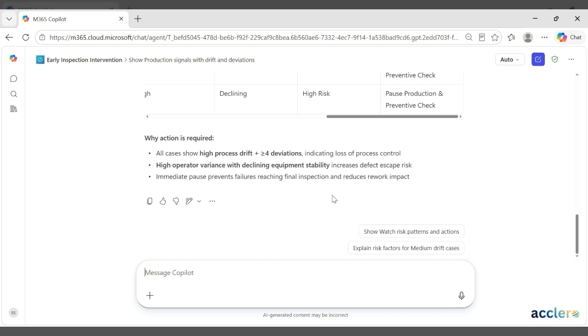So the result is higher first pass inspection success, reduced rework, and more stable production runs. So this demonstrates how the outcomes improve when the execution gaps are addressed early, not after the results are already fixed.